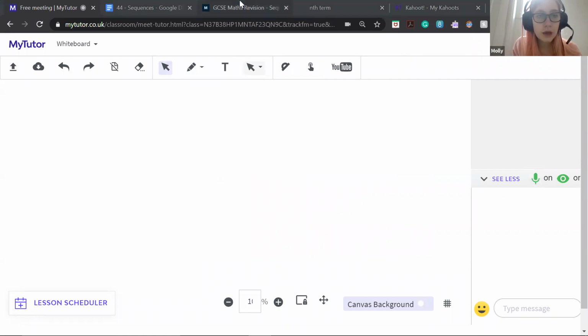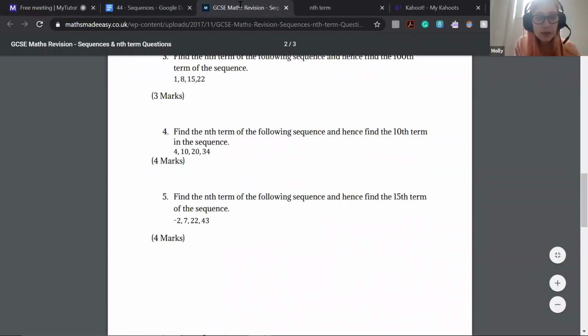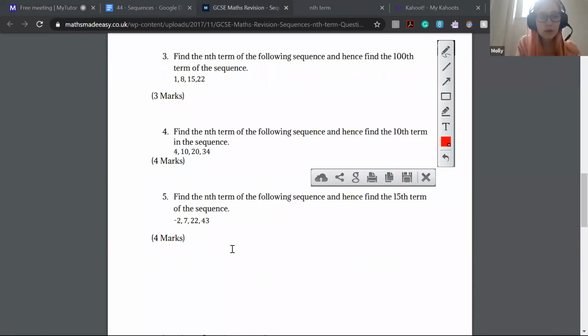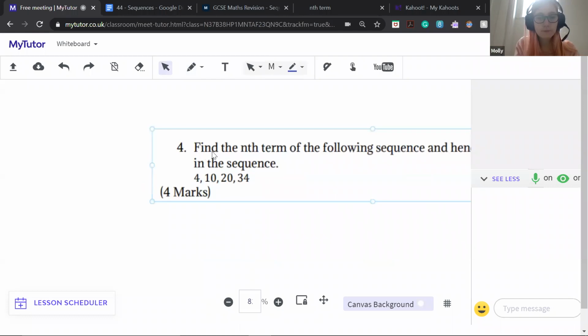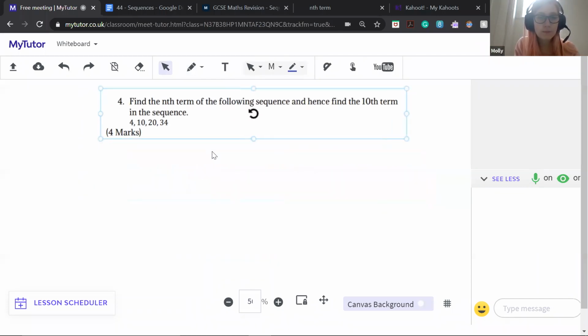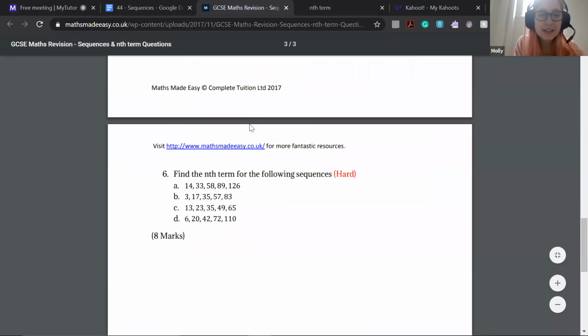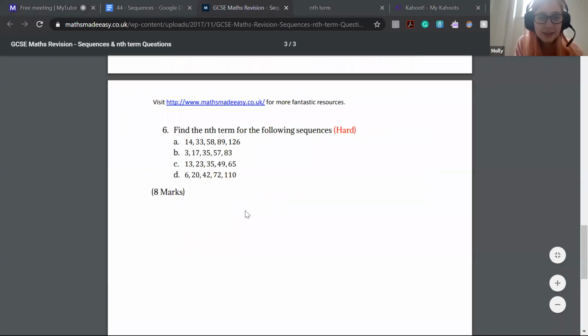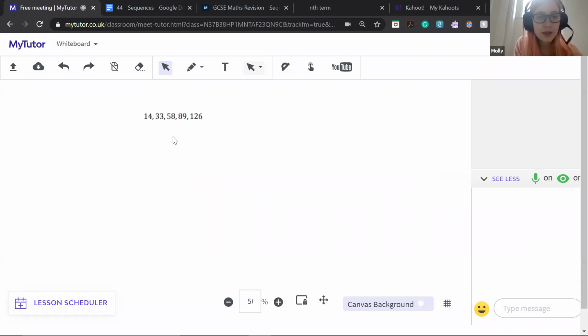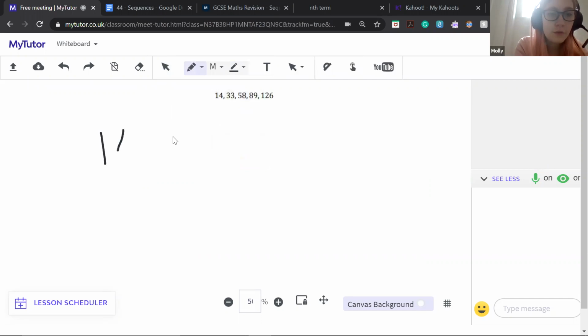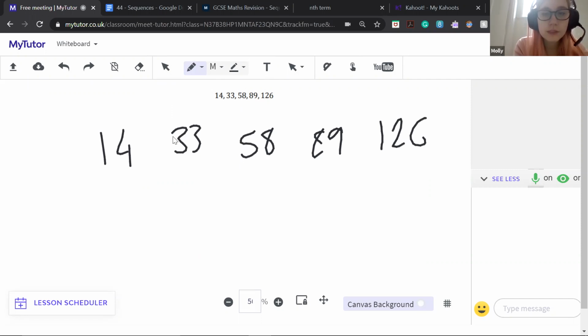So let's do this sequence here. In fact, we'll do this one. No. I know what that's going to come out as, and I want to do one more like this, I think, to start with. You'll see why. So this is the one that we want to do. I'm going to write it out a bit bigger: 14, 33, 58, 89, 126.